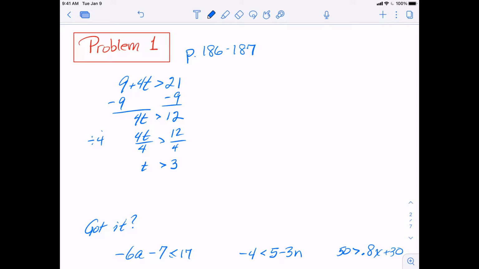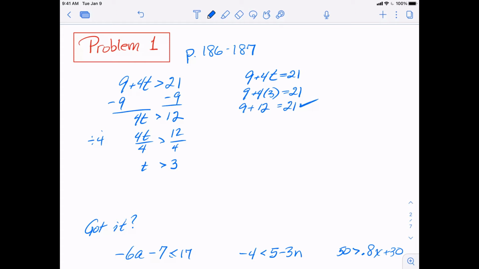Now the textbook suggests checking your answer in the following way. First, make sure that when you solve 9 plus 4t equals 21, in this case, you should get 3. That means that you've done your arithmetic correctly. So let's check this. 9 plus 4 times 3 equals 21. 9 plus 12 equals 21.